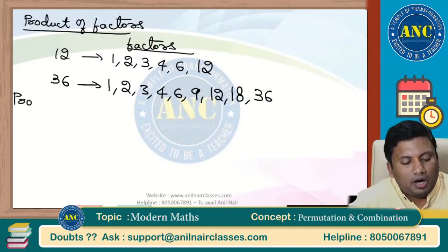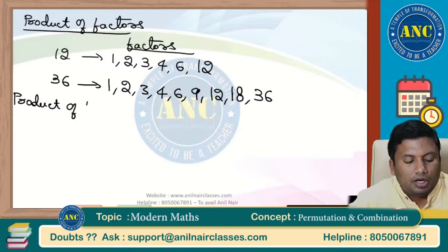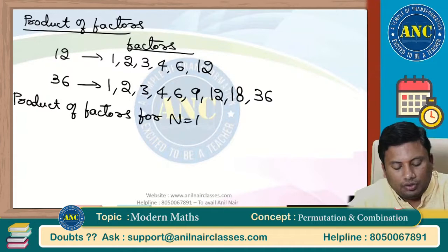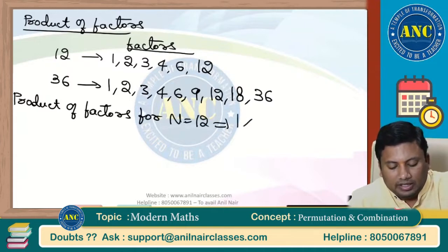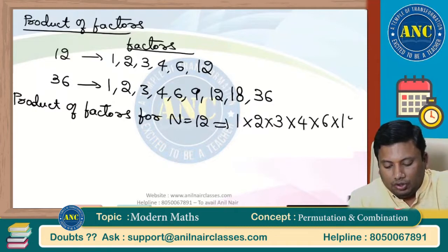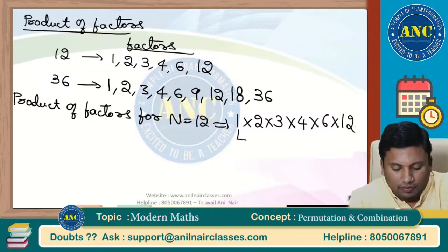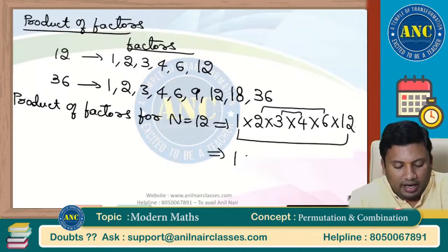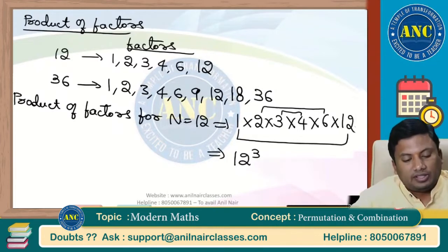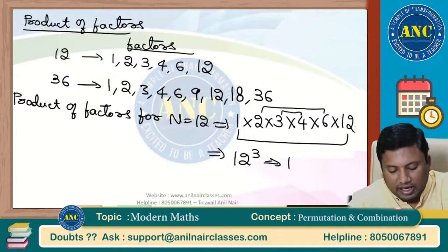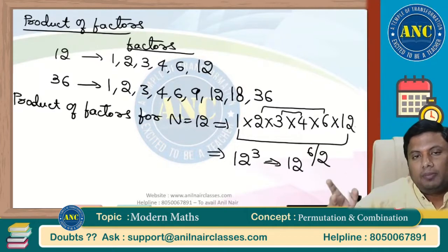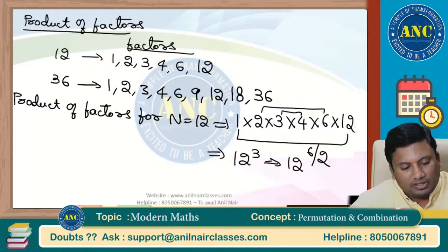Now I want the product of the factors for n equal to 12. What will the answer be? 1 into 2 into 3 into 4 into 6 into 12. 1 into 12 is 12, 2 into 6 is 12, 3 into 4 is 12. Answer is 12 power 3. This I will write as 12 power 6 by 2, because total 6 factors are there. There are doublets which give the product 12.